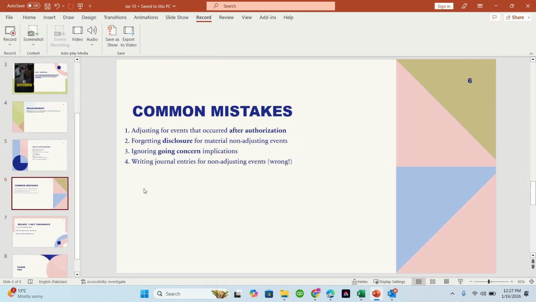Okay, now we have some common mistakes relating to IAS 10. First of all, adjusting events that occur after authorization, forgetting disclosure for material non-adjusting events, ignoring going concern implications, and writing journal entries for non-adjusting events.